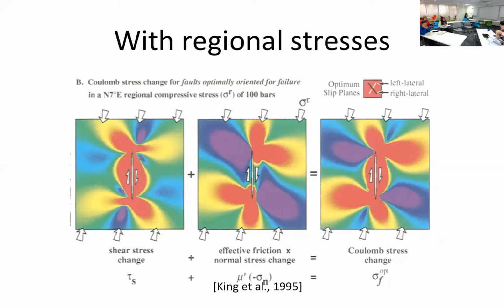Now what I will do is I'm going to take this source earthquake rupture model, and I'm going to input the regional stress orientation and ask Coulomb to calculate, given this regional stress orientation, what are the optimal failure planes? And what are the orientations that are most likely to be triggered, where the Coulomb stress change is maximum? So that's another way of using Coulomb for stress calculations.